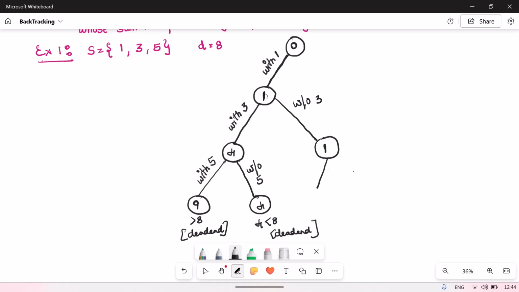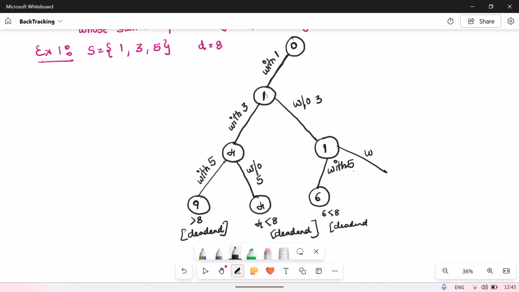Next, without 3, so next, with 5. Try to include the next element. 3 not possible means let's check with 5. With 5, I will get the answer as 6, right? 1 is already there. Element is 5. If I add, I will get the answer as 6. But is 6 equal to 8? No. Your D value is again not getting fulfilled. So 6 is less than 8. Again, dead end.